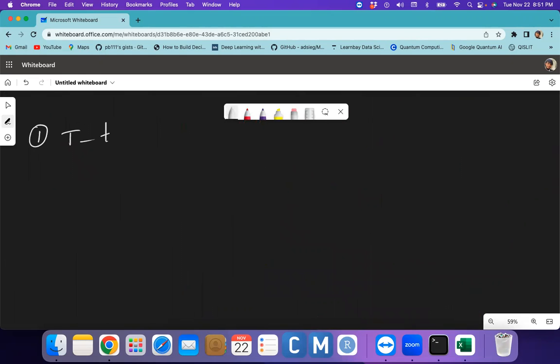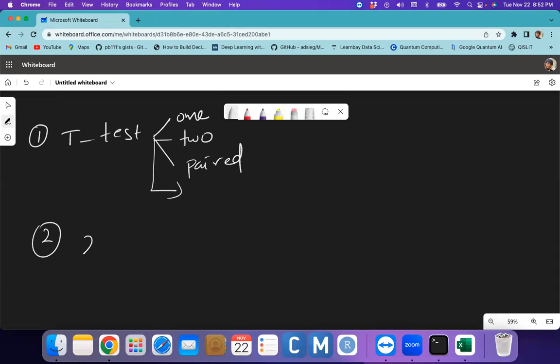The first one is the t-test. Under the t-test we have multiple tests: one sample test, two sample test, and paired sample test, or else other t-tests. Meanwhile, we would also go for the z-test. When we should use the t-test and when we should use the z-test, I will definitely explain. For the z-test also, we have the one sample z-test, the two sample z-test, and the paired sample z-test. So there are different kinds of statistical tests.